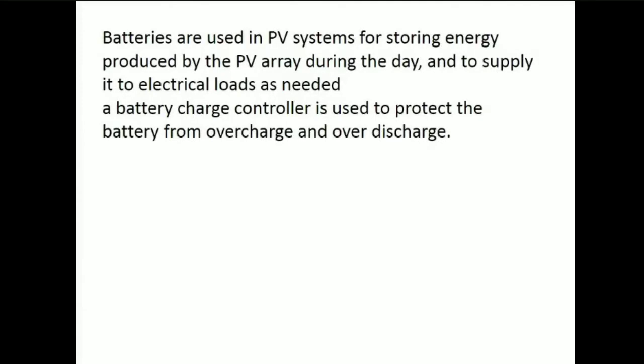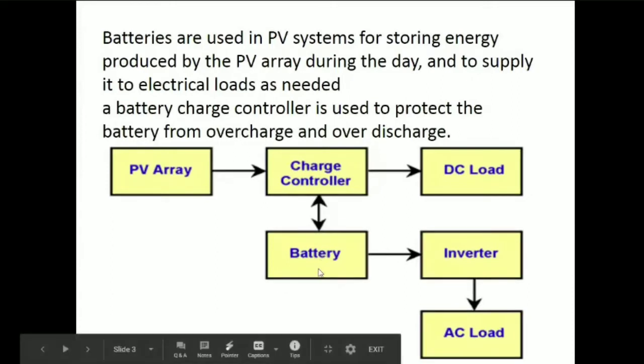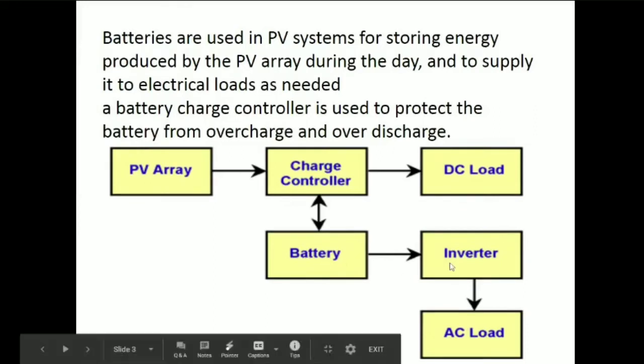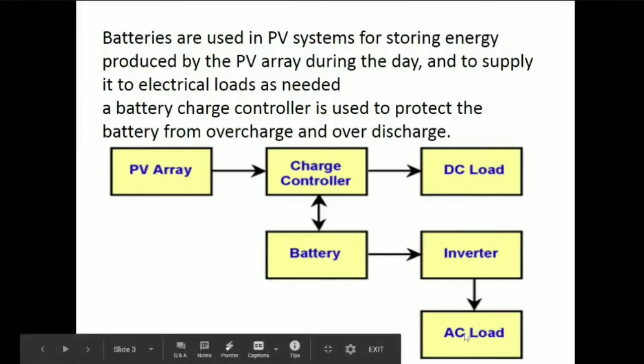Batteries are used in PV systems for storing energy produced by the PV array during the day and to supply it to electrical loads as and when required. A battery charge controller is used to protect the battery from overcharge as well as over discharge. So we have the PV array, then it is given to the charge controller. It can be given to the battery for storage, and whenever required, the power can be retrieved from the battery also. From the charge controller, power can be fed to a DC load. Otherwise, from the storage equipment, we can connect this to an inverter so that we will be availing AC and can drive AC loads.